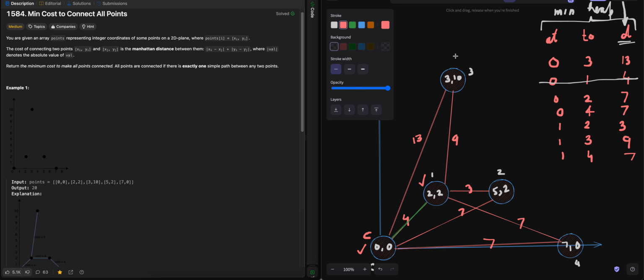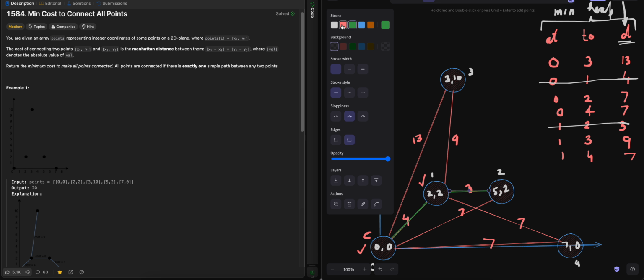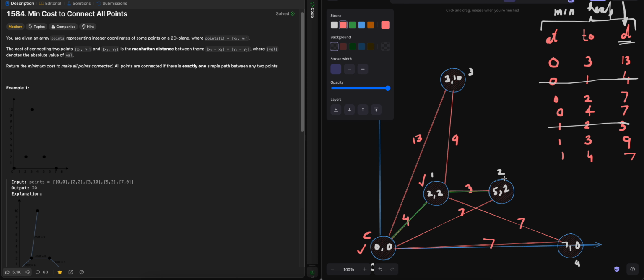So now we go to the min heap and pop the one with the minimum distance. Of all these three, the minimum is 3, the edge between 1 and 2. Let's mark it green, so this edge is part of the minimum spanning tree. Now we are at vertex number 2. We mark it as visited, and from here we have to find the edges to all unvisited vertices.